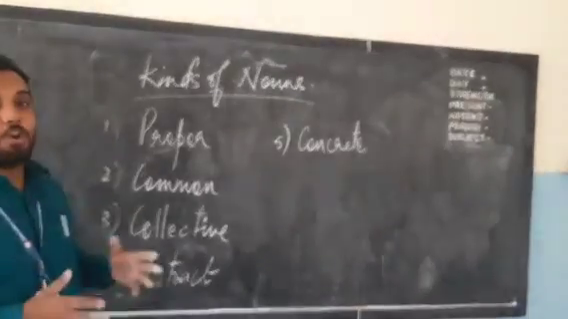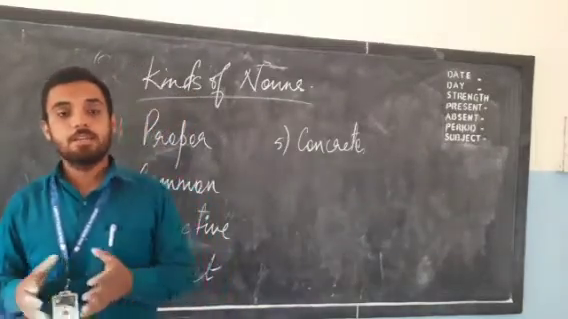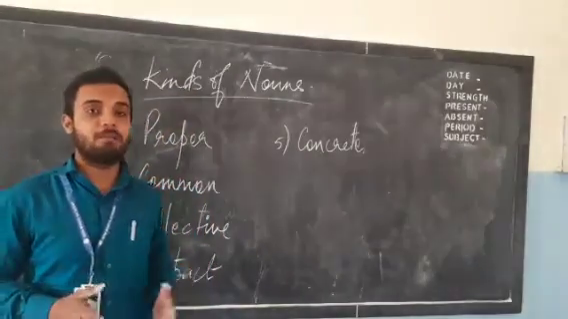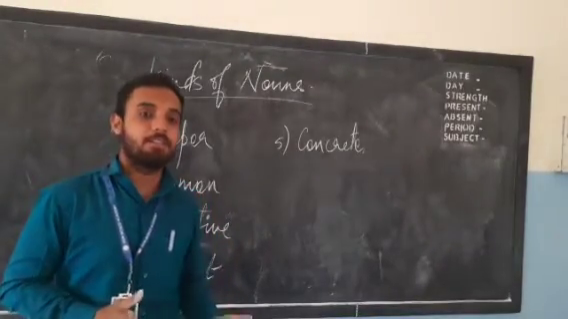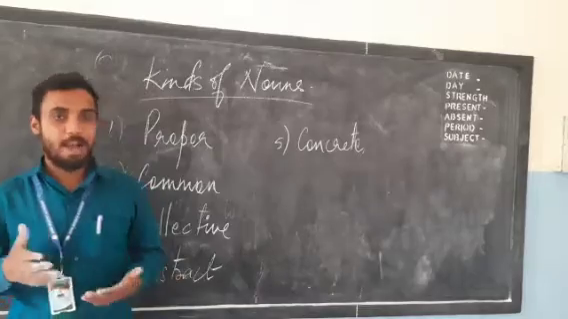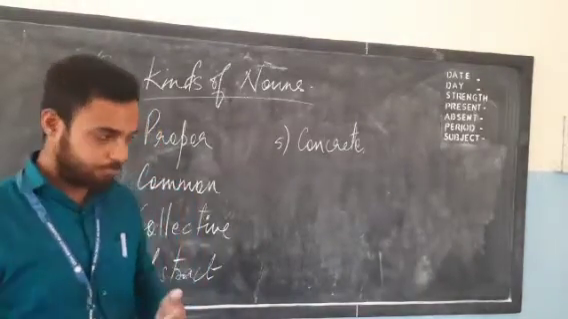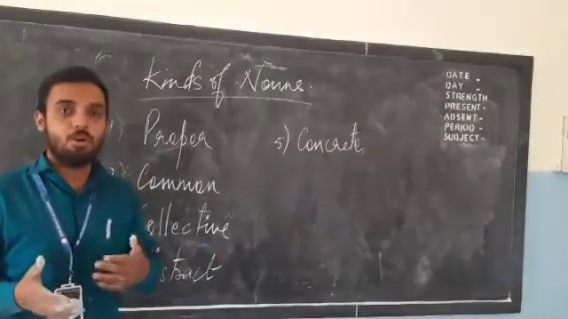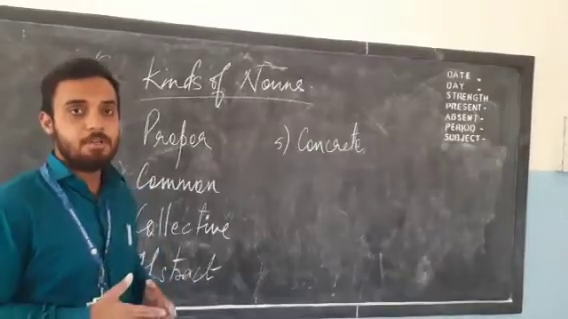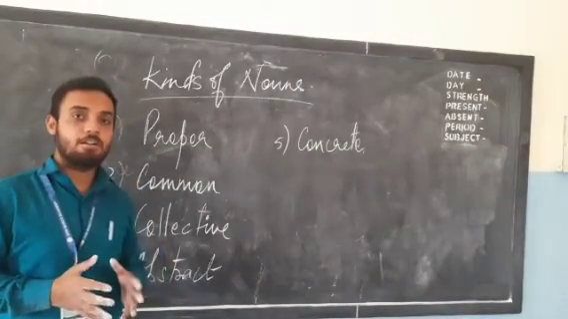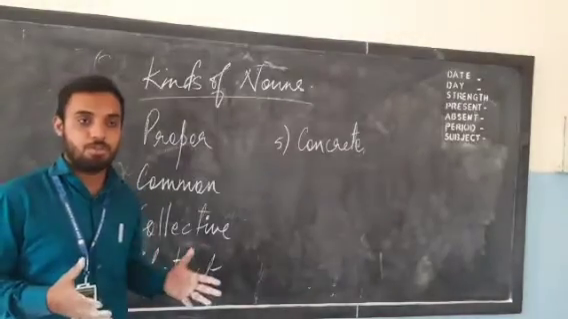Now let's talk about the common noun. What is a common noun? A common noun is a noun which is used in general, meaning they don't have a name, and they are written with small letters. Examples: friends, flowers, animals, dogs, cats. They are all used in general. They don't have a name. That is why they are common nouns.